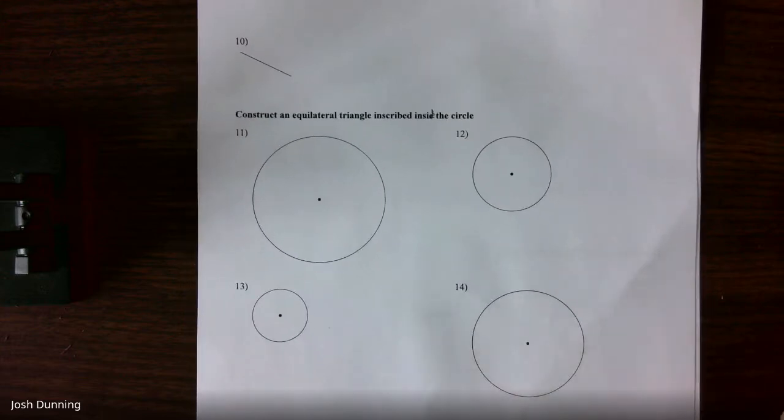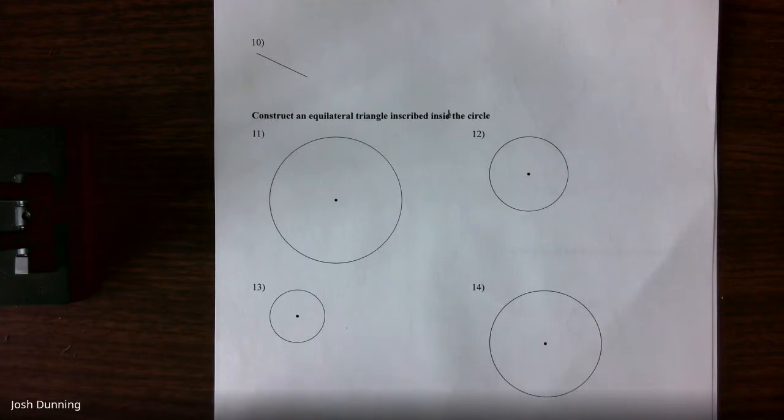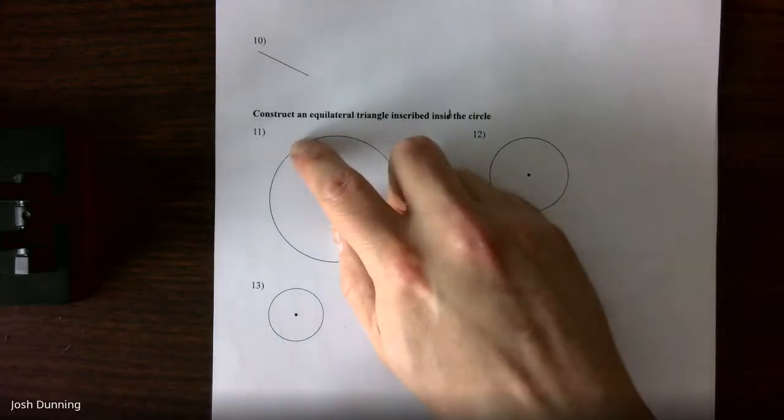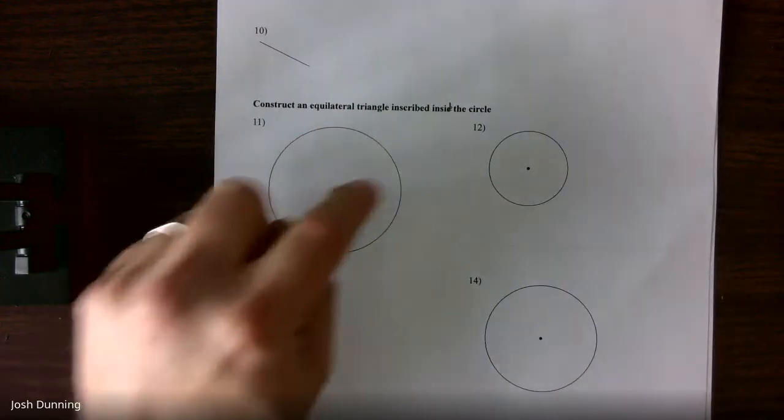Now 11, this one's probably the more confusing one out of all these. This one and the next one. It says construct an equilateral triangle inscribed inside the circle. What that means is we want the vertices, which is just plural for vertex, to touch the circle.